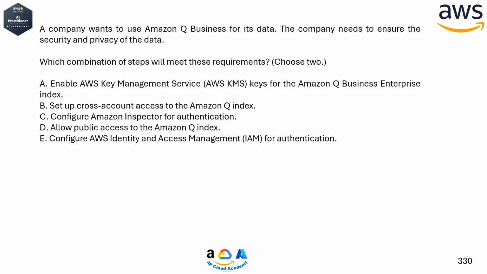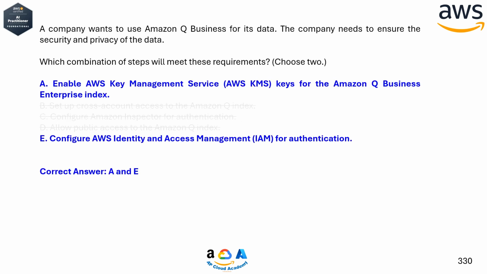B. Set up cross-account access to the Amazon Q Index. C. Configure Amazon Inspector for authentication. D. Allow public access to the Amazon Q Index. E. Configure AWS Identity and Access Management, IAM, for authentication. Correct answer, A and E. Enable AWS KMS keys for the Amazon Q Business Enterprise Index, and configure IAM for authentication.